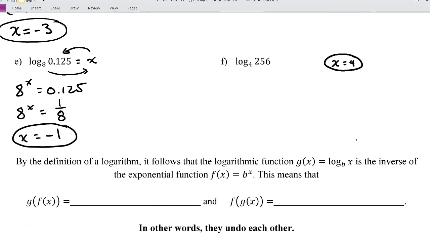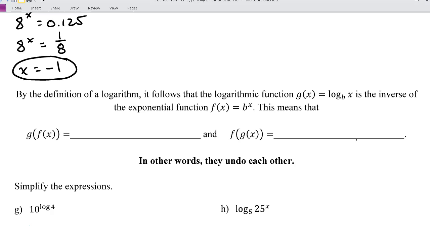Okay, moving on. By the definition of a logarithm, it follows that the logarithmic function g of x equals the log base b of x is the inverse of the exponential function f of x equals b to the x. That means that if we do the composition of g of f of x, so that would be the log base b of b to the x, this log base b and that base there are going to cancel out, so we're left with x, which is what we should get if we do the composition of inverses.